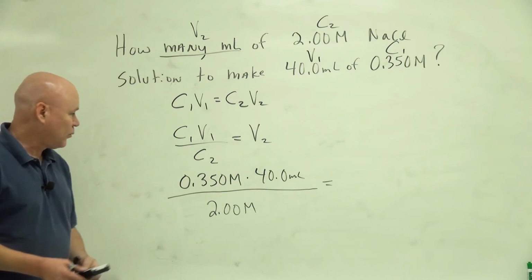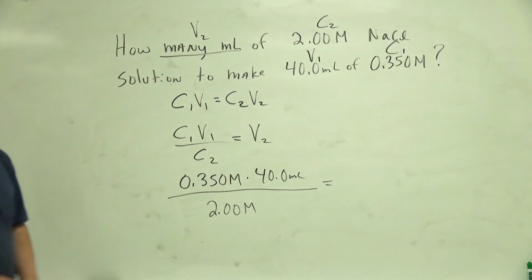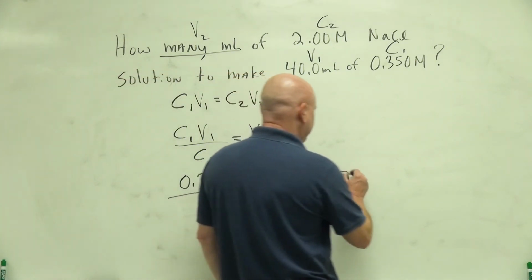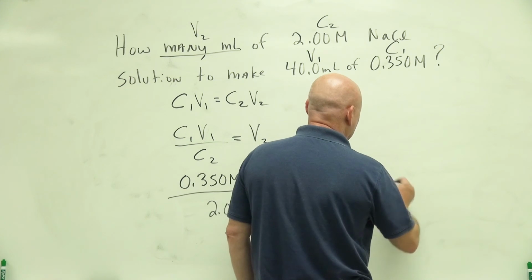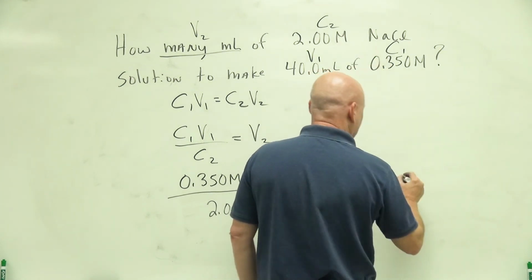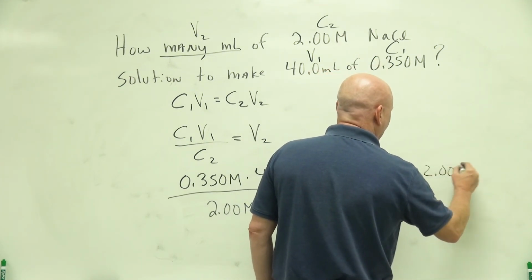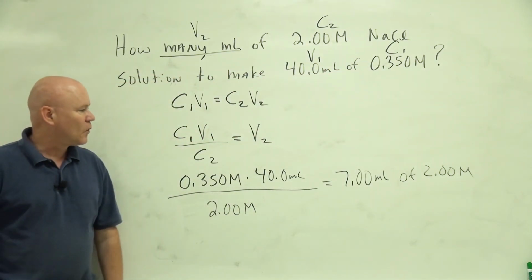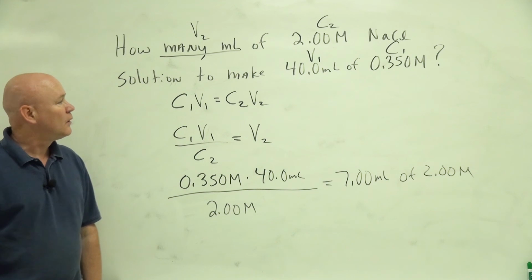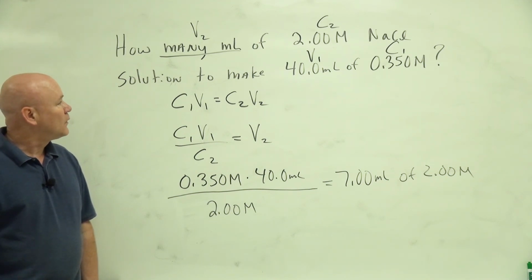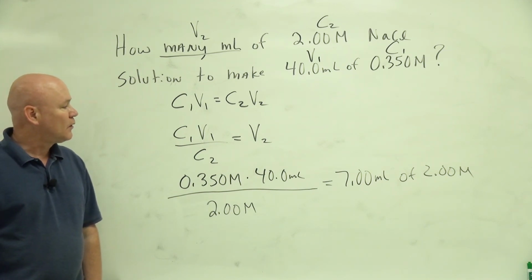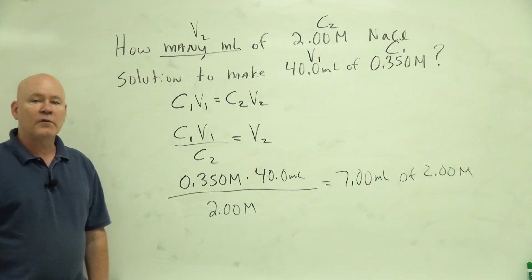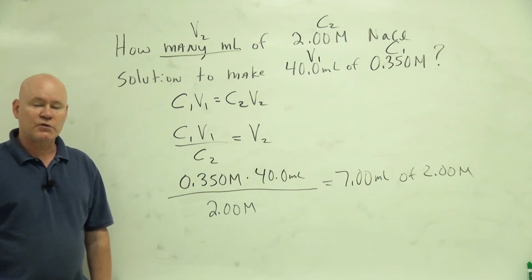And I get 7.00 milliliters of the 2.00 molar solution. And so if we take that 7.00 milliliters of the 2 molar solution and we put it into a beaker and top it up to 40 milliliters, we will have 0.350 molar solution after we're done.